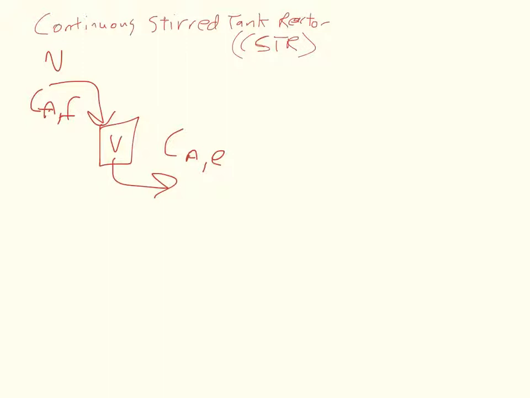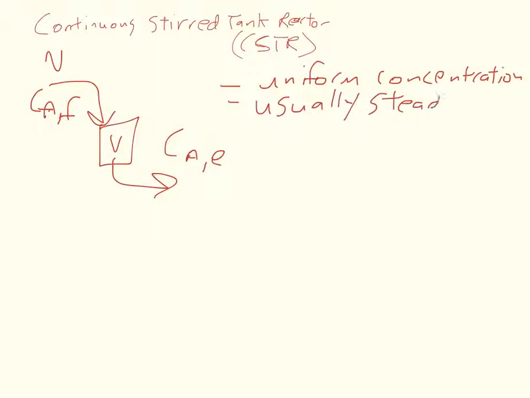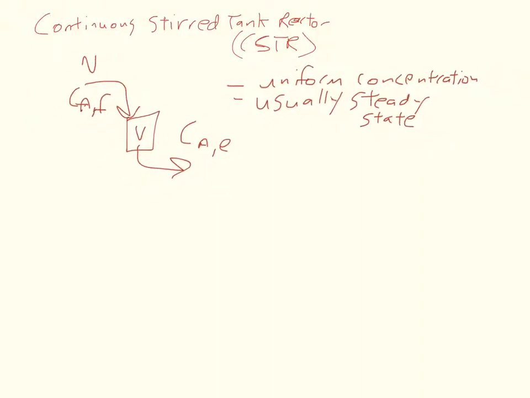So it goes in there, it reacts. We assume that it's uniform. So just like the batch reactor, uniform concentration within the reactor. And all this reactor really is just a batch reactor with a feed and an outlet stream in it. So it's just a branch off of that. The other thing that separates it from the batch reactor is that we usually run it at steady state. And so the concentration coming out of the reactor is constant with time. And so that's a difference from the batch reactor.